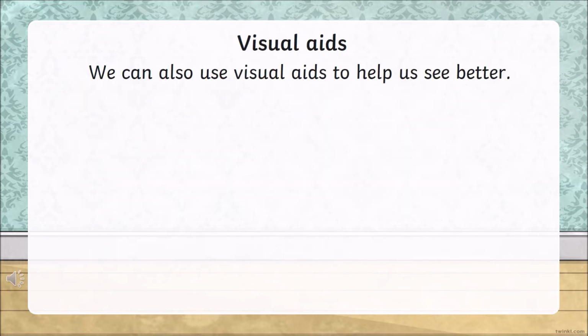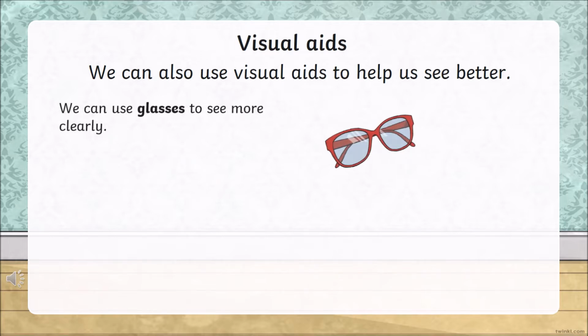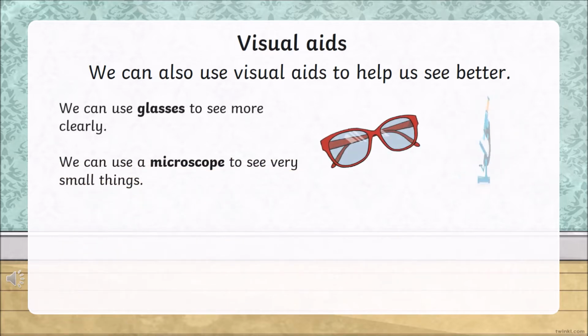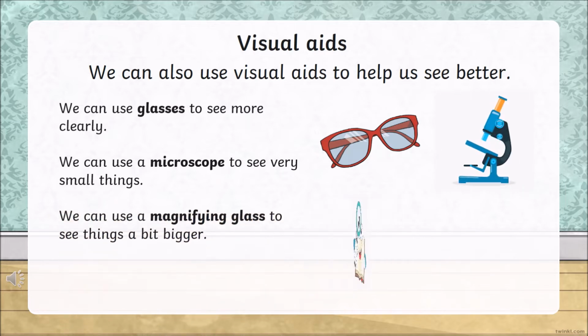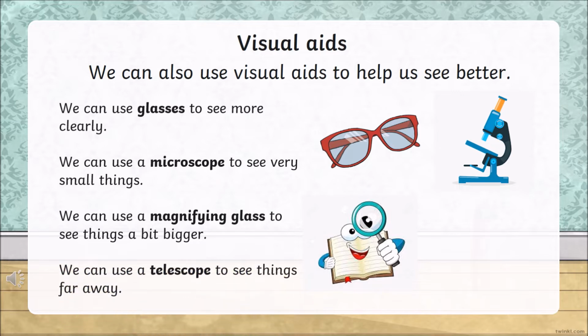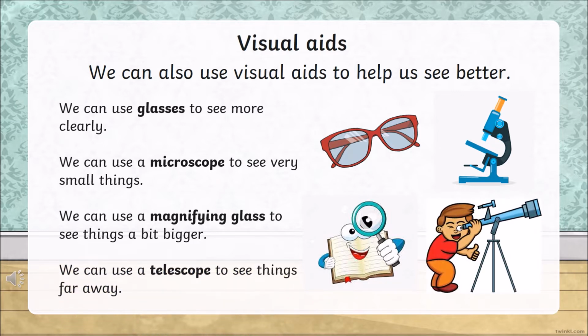We can also use visual aids to help us see better. We can use glasses to see more clearly. We can use a microscope to see very small things. We can use a magnifying glass to see things a bit bigger. And we can use a telescope to see things far, far away.